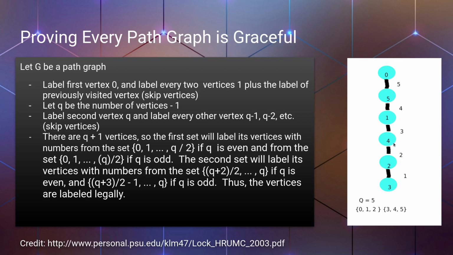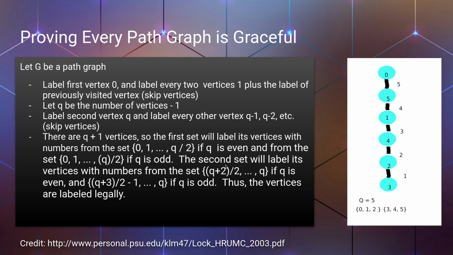And by the end of our little algorithm, we're going to have one set, which is labeled from 0 to q divided by 2, if q is even. In this case, that's not. So this first set is going to range from 0 to q divided by 2, and we're going to round down after division. So 5 divided by 2 is 2.5, but we're going to round down to 2. And so we can see in our first set, the vertices are 0, 1, and 2, so that upholds.